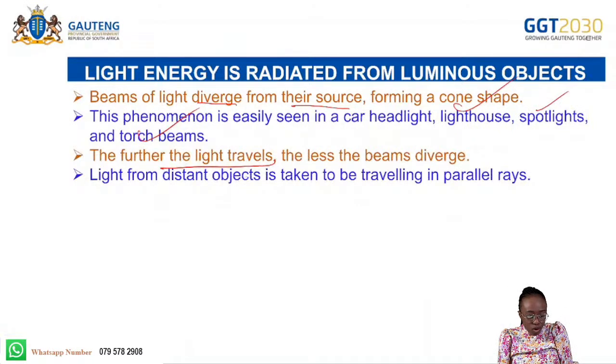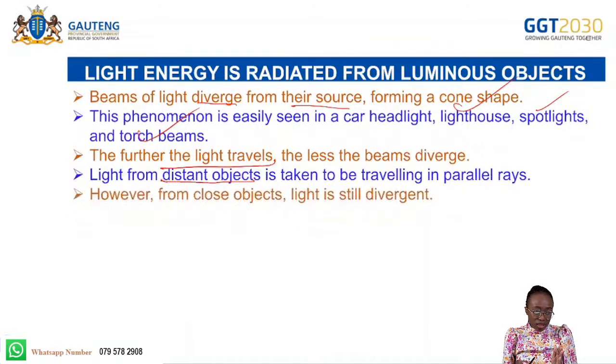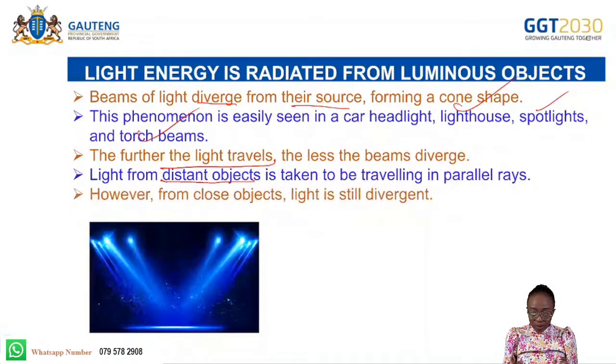Light that comes from distant objects is taken to be traveling in parallel rays. Parallel rays are those lines that never meet. Remember, parallel lines will never meet. However, if they are close, they will still be divergent.